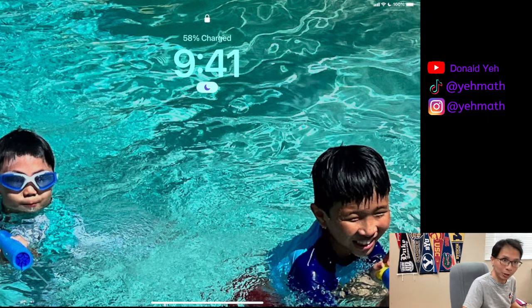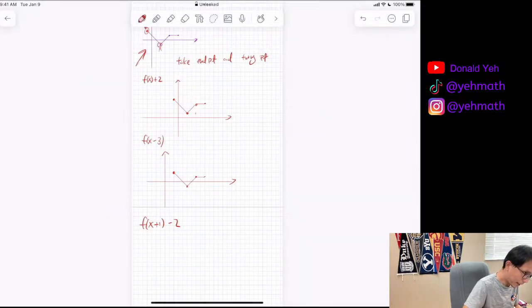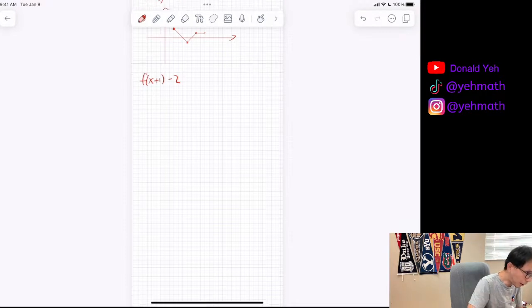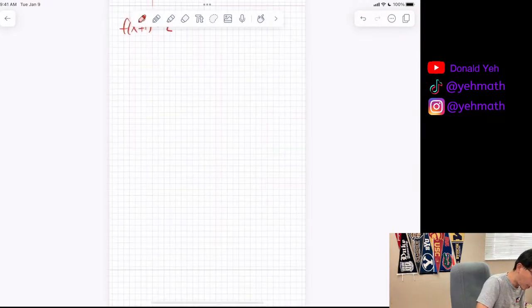So now this question is 2 combinations. It's going to go left 1 and down 2. Is that okay? So take all the units, left 1, down 2. Now I'm going to talk about the next one. How about this?